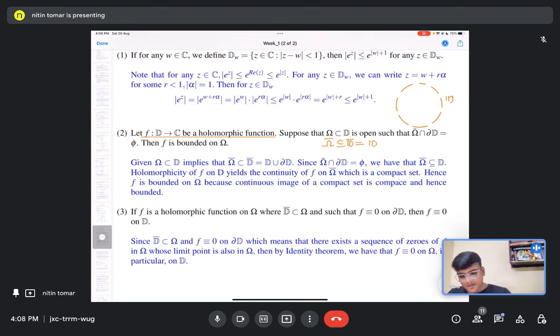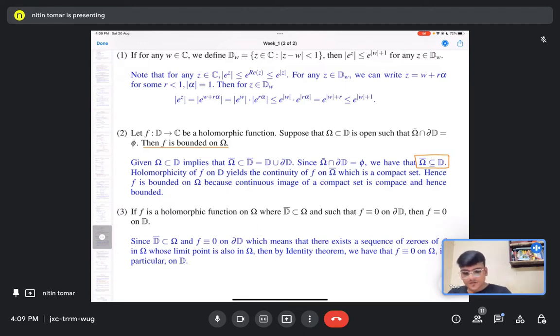Now D bar, the closure of D, can be written as the union of the interior, which is the open unit disk, and its boundary, right? But it is given that omega bar has empty intersection with the boundary of the circle, so this part won't be there. So we have omega bar is contained in D. This we have concluded. Now the question is, is f bounded on omega?